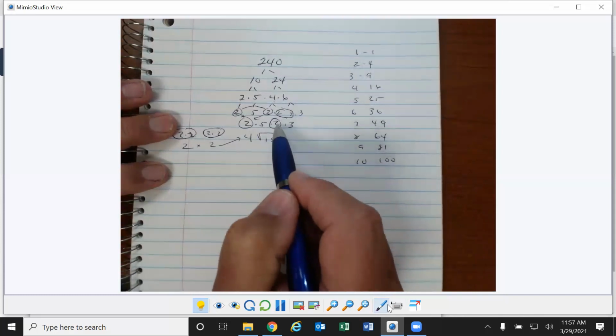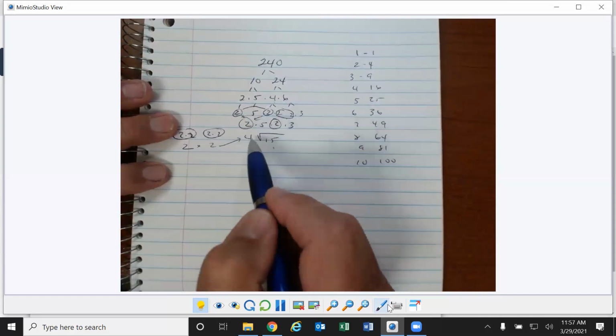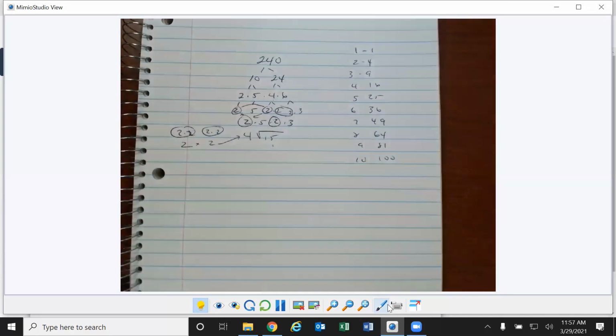So this is a pair of twos. This is a pair of twos. So 2 times 2 is 4. All right, so my answer is 4 square root of 15.